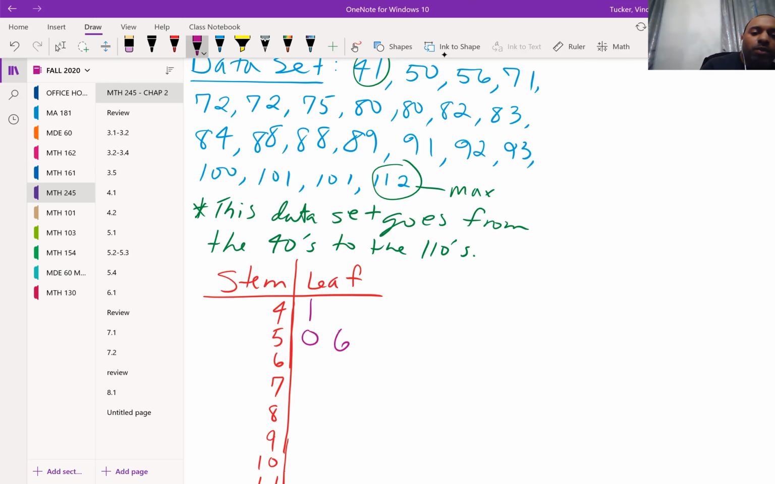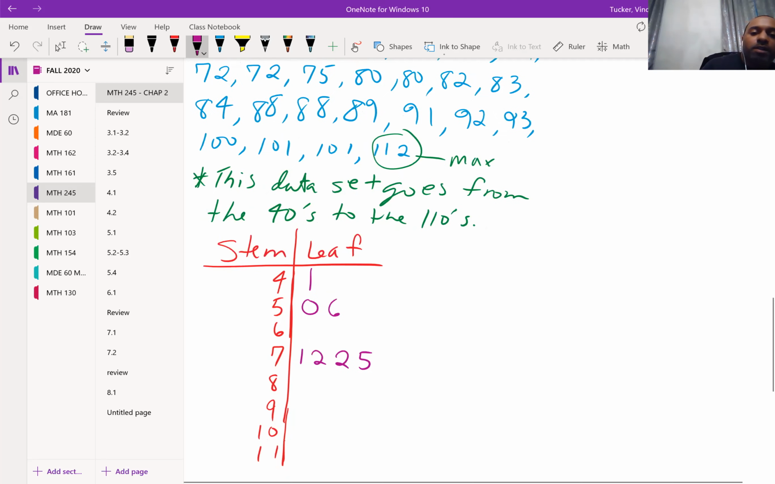So now notice we don't have a value in the 60s. So you don't put 0, because that will represent 60. You would just leave it blank. And then go to 70. You got 71, 72, 72. So even if there's a repeated value, you have to write it that many times, because that represents that data value in the data set, excuse me. Then you got 5.